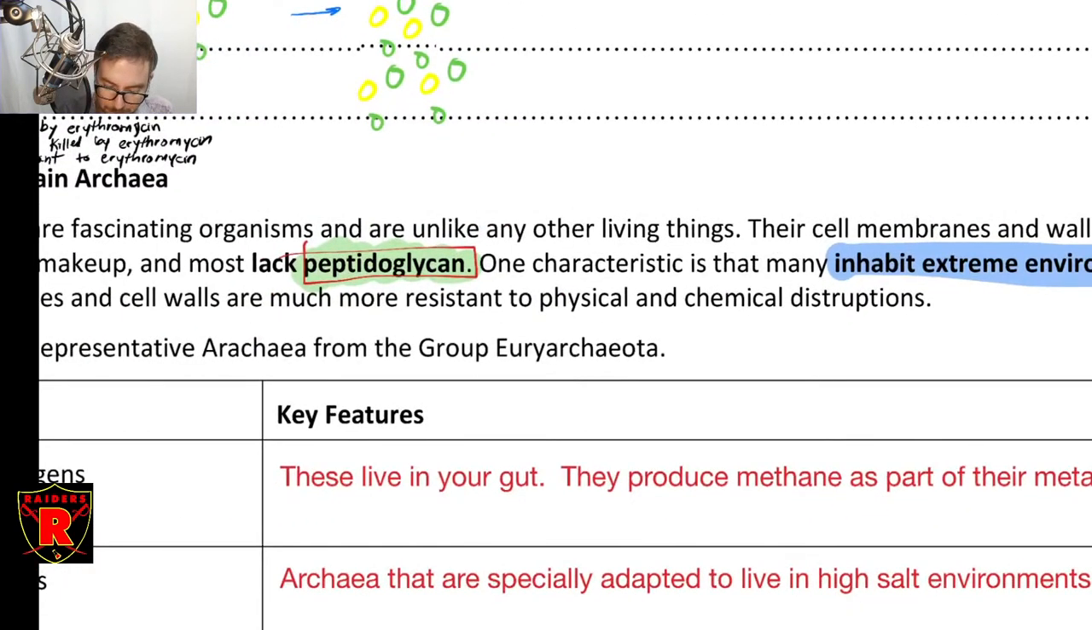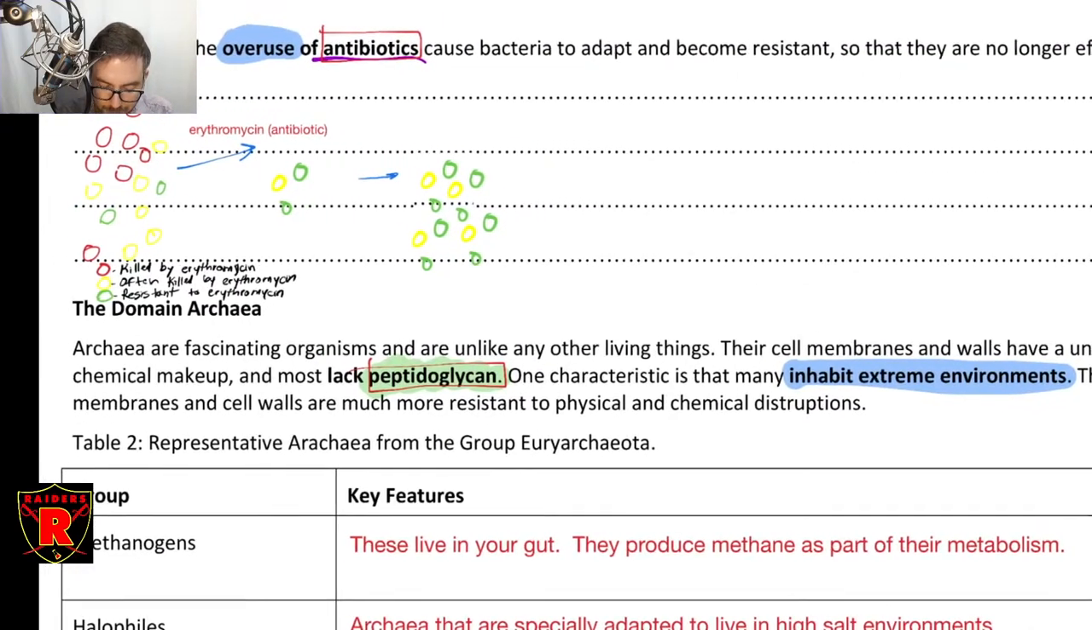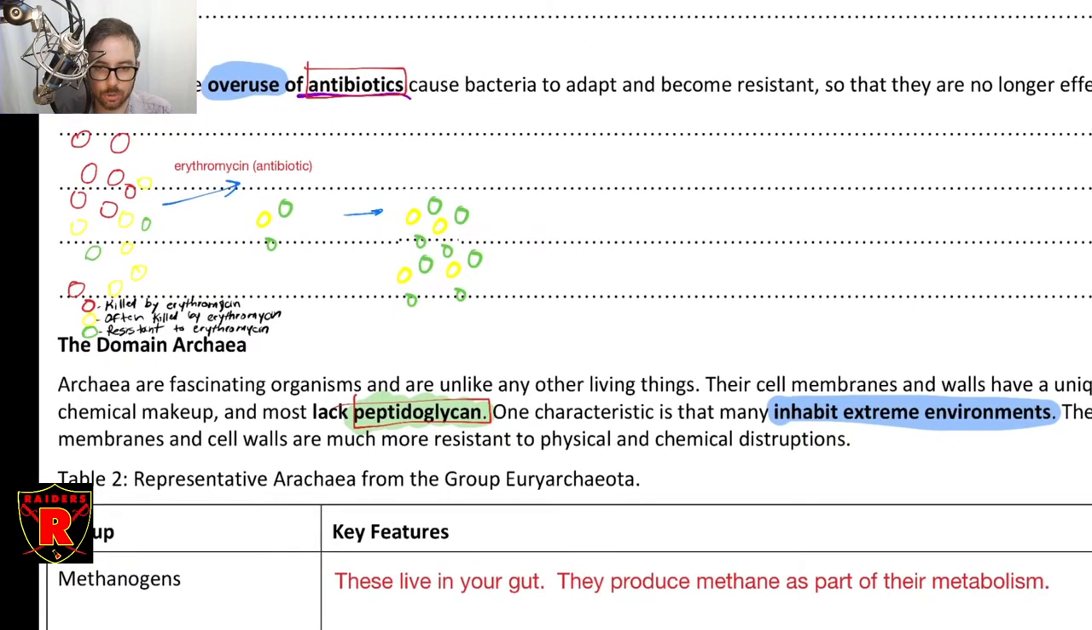So I'm going to give you some examples here of the class or grouping of archaea and where they potentially live. So one of them has a tendency to live in your gut. Okay, they're methanogens, and as part of their metabolism, they produce a fair amount of methane. This is the component of the bacteria in your gut that is producing gas. Okay, so that is a function of their metabolism.